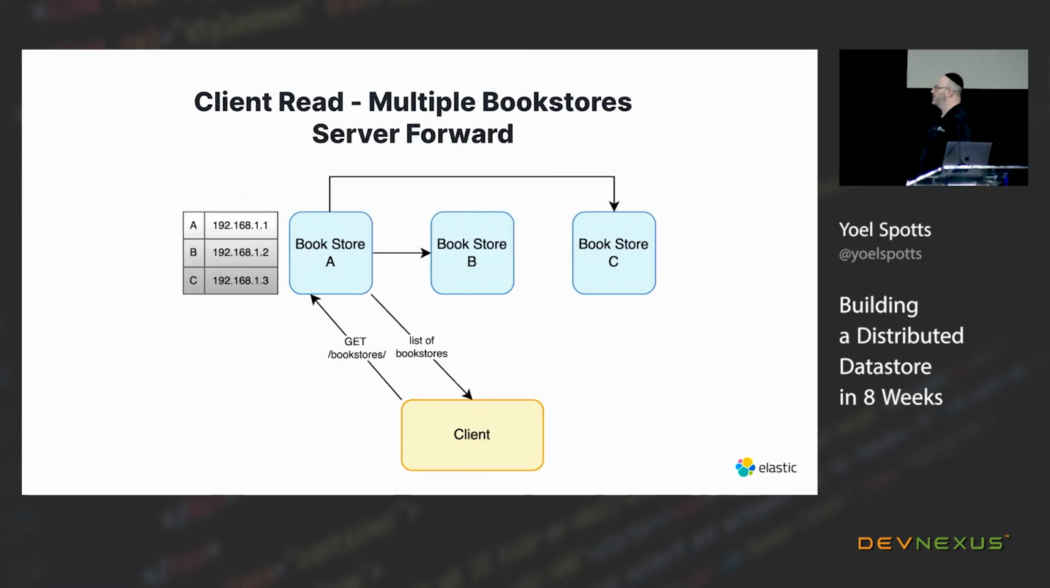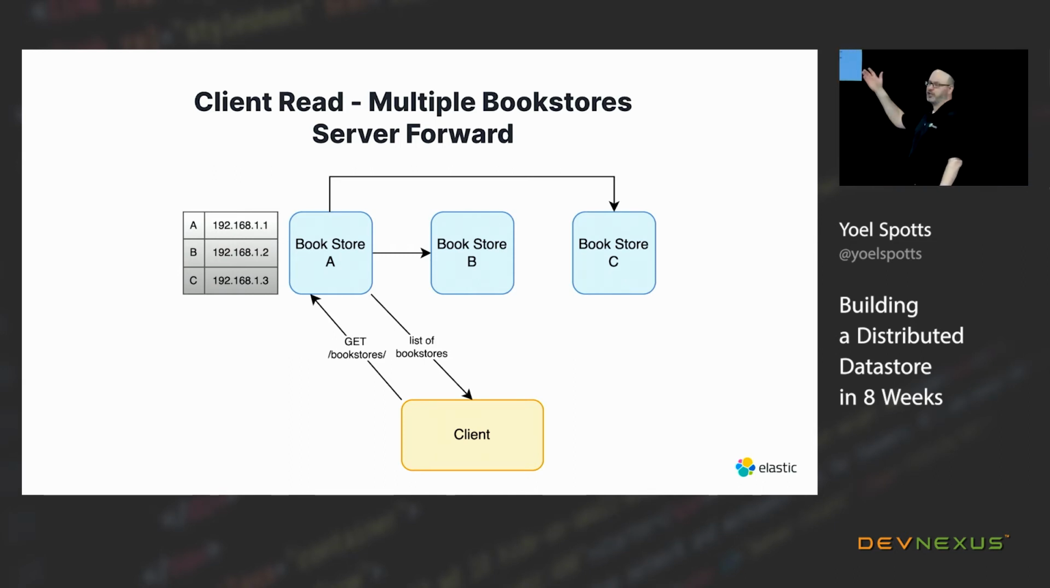Okay, the next strategy that we take a look at is, how about if we have information that is spread amongst the different bookstores? For example, we want to get a list of all the bookstores, or maybe a list of all books across multiple bookstores. Well, the client redirect won't help in that case because the data is spread out amongst several different servers. So in this case, we introduce the pattern of a server forward.